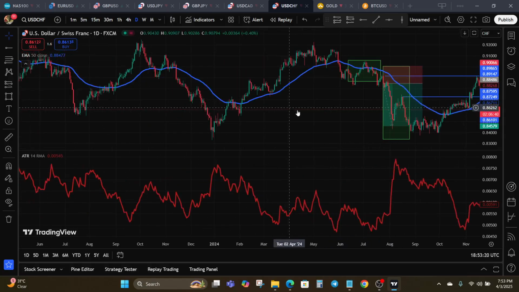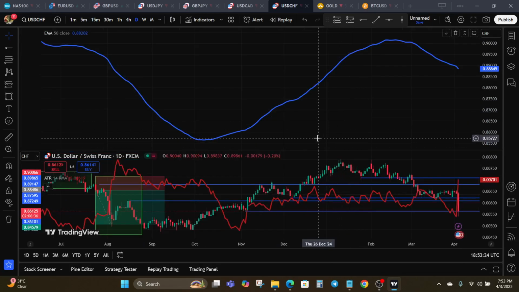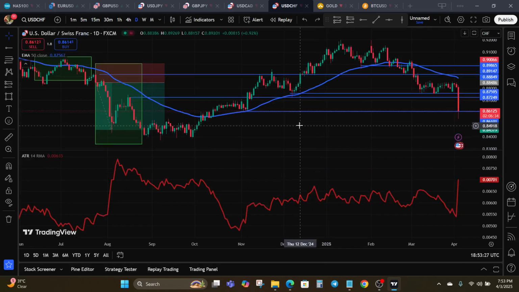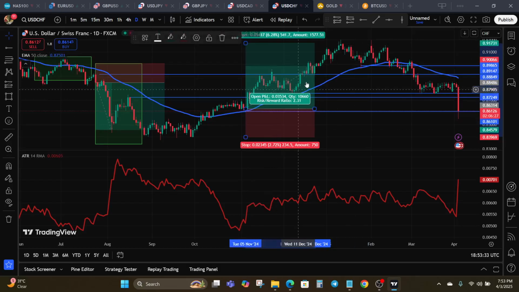Use support levels for sell trades, and resistance levels for buy trades. If it's a buy trade, place the stop loss below the previous swing low and take the profit around resistance.